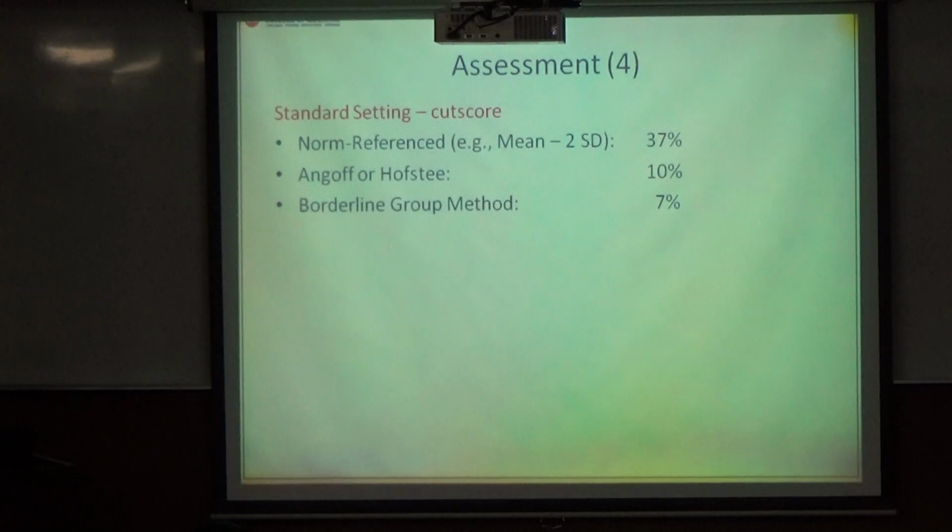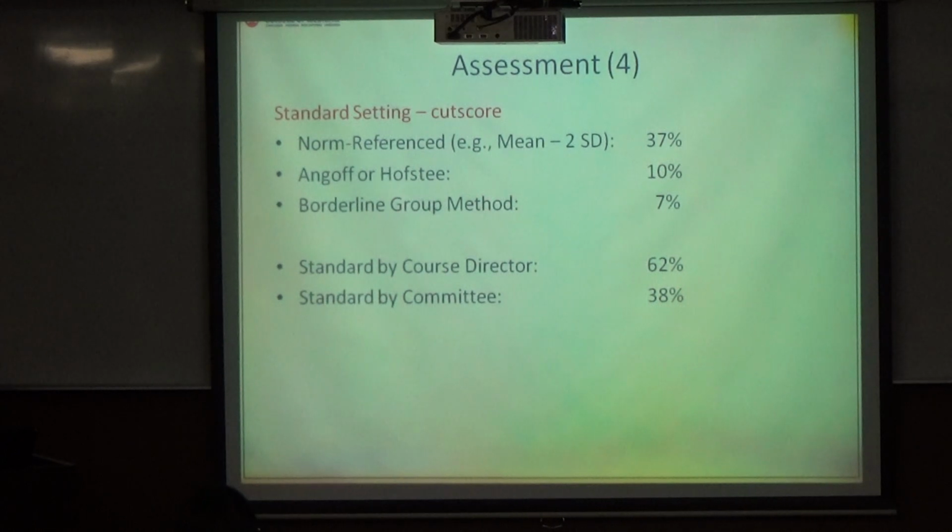In my prior talk, I talked about standard setting, and again I was surprised, because I thought everybody would be doing standard setting. Everybody would be doing Angoff or Hofstee, but only 10%. So this is the method to set cut scores. Norm reference would be like the mean minus some kind of standard deviation. About a third of the schools did this. The borderline group method is another standard setting approach; far fewer did.